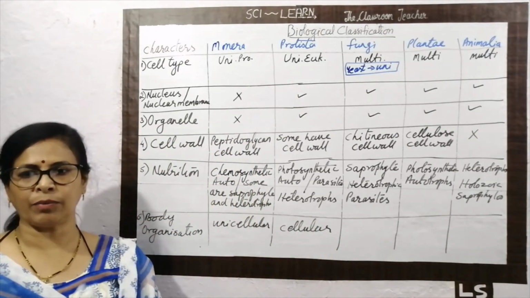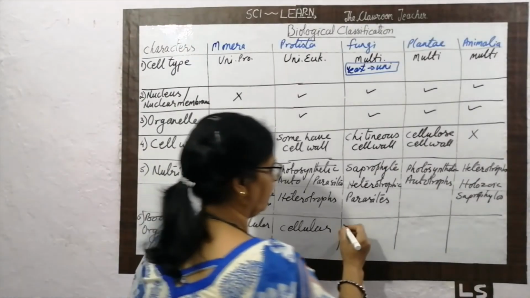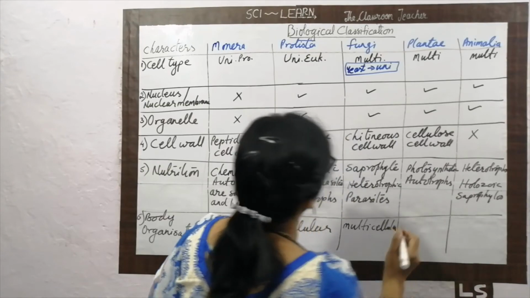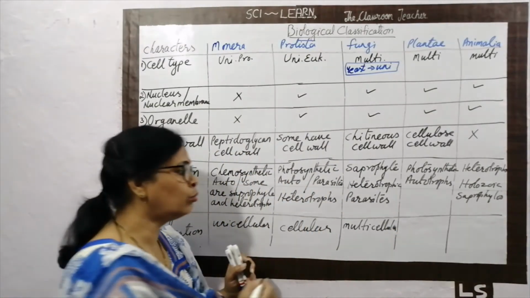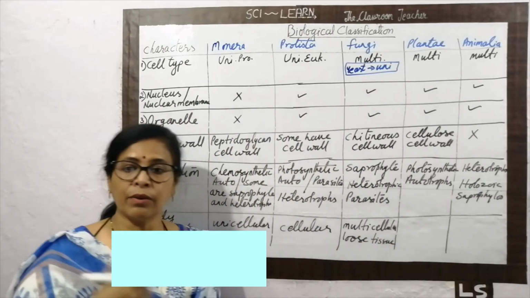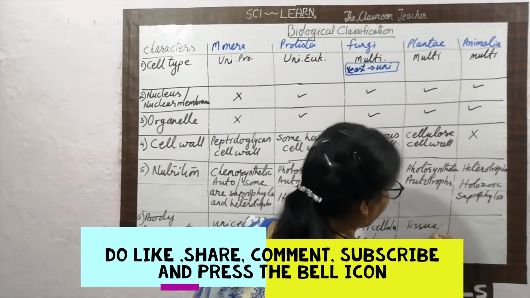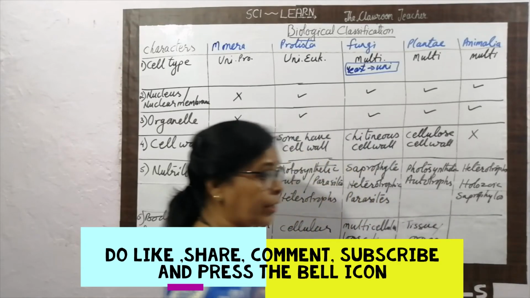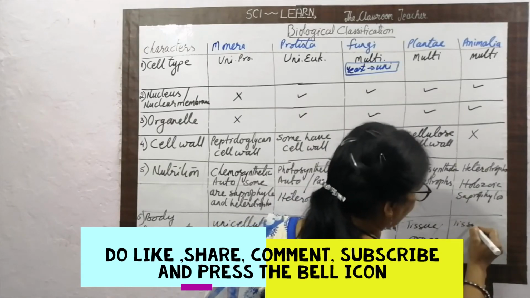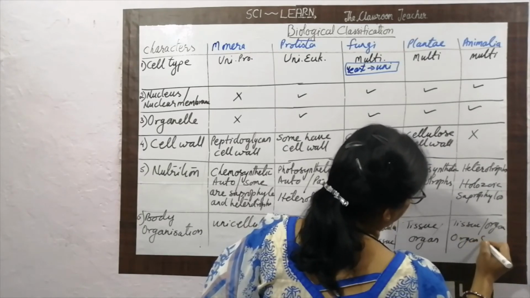What about the fungi? After the Protista, fungi are multicellular, but loose. What is the important thing? This multicellular body is made up of loose tissue. Next, the organization is made up of tissues and organs, which is found in the Plantae. And what about the Animalia? They contain tissues, organs, and also the organ system.